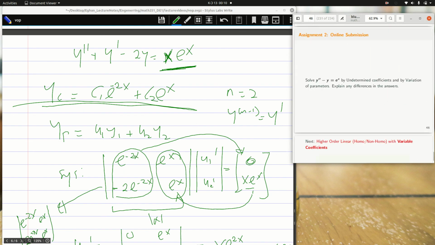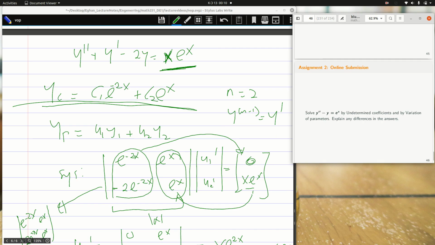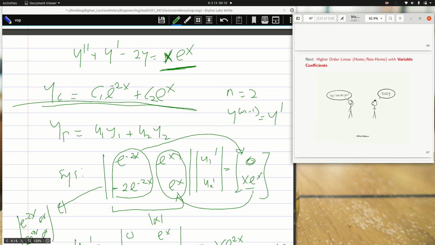So I have a question here. It says, solve this problem using both the MOU and then the VOP. You realize that for this example on slide 46, it is a simple exponential function. So whichever method I use, I should get the same answer. On this note, we are done with solving higher order linear differential equations with constant coefficients. The next sessions will be on when you have a variable coefficient. How do you deal with that? And so stay tuned for more videos.